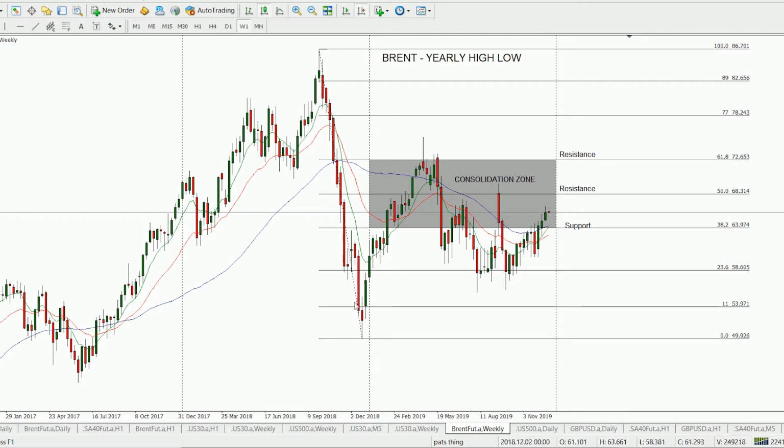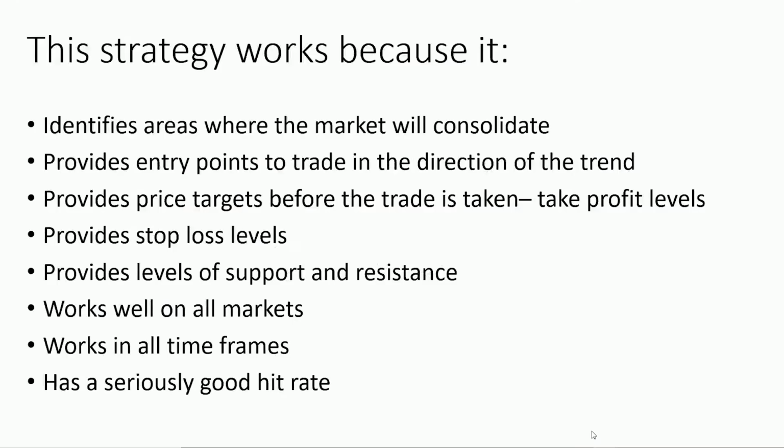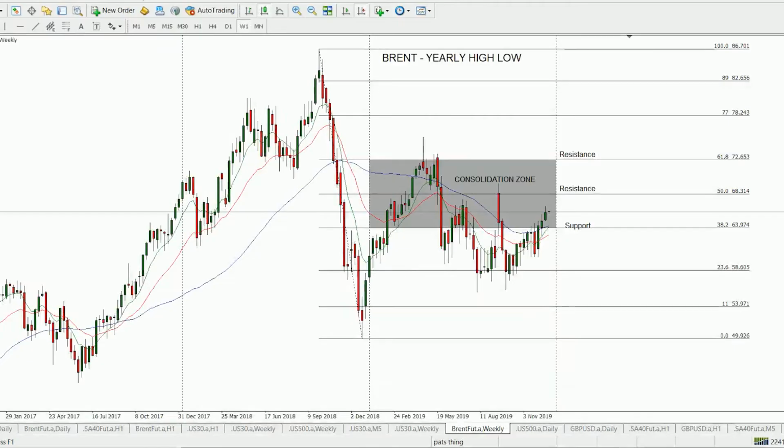Exactly the same on Brent. It's used last year's levels to give us our support and resistance levels for this year. Strategy works well because, first of all, it gives us areas where the market is going to consolidate. There's our consolidation zone in Brent, and while it's consolidating, typically we don't want to be in trades. It's the break of the consolidations that we want to chase targets. For me here, target is still the 50 level there, 68.31 in time, but we'll see if that happens this year still.